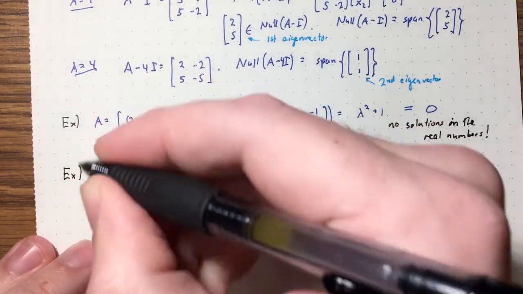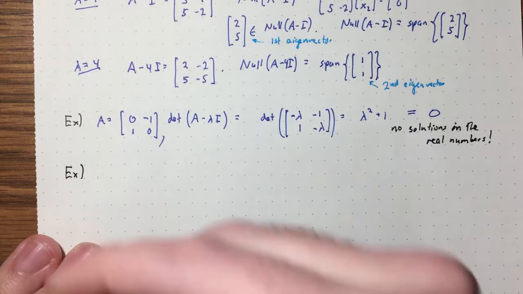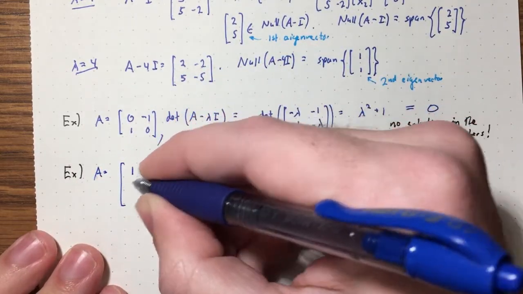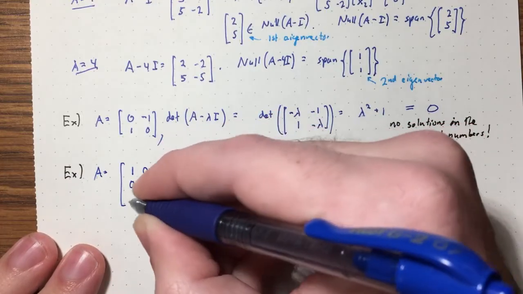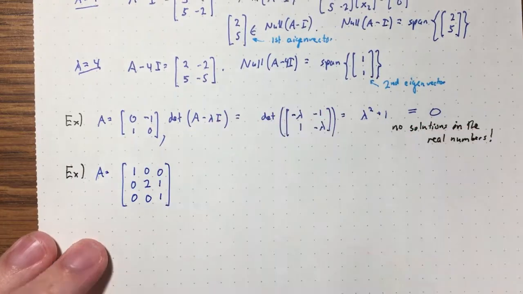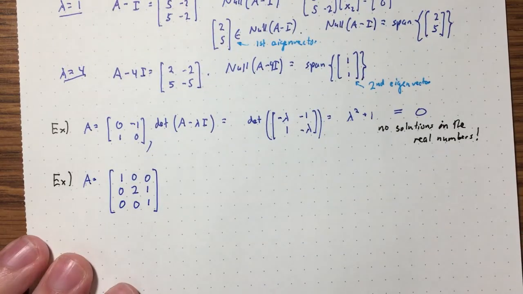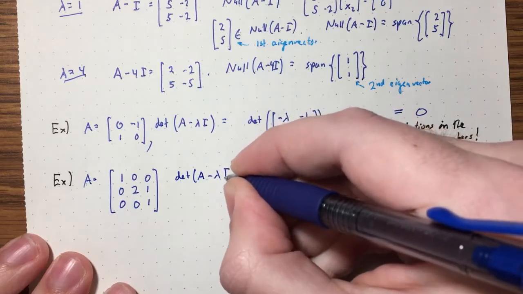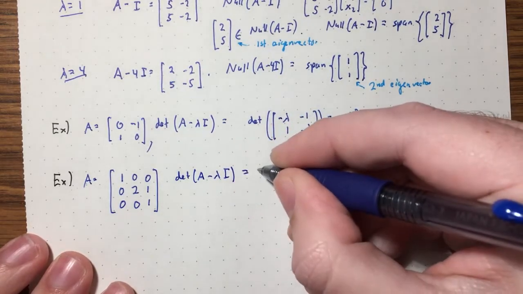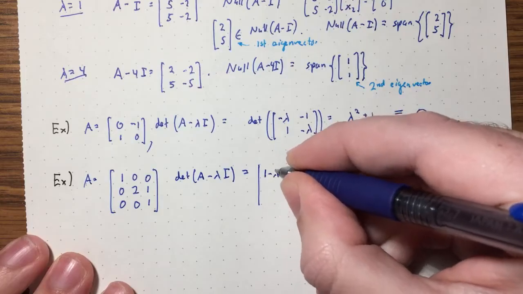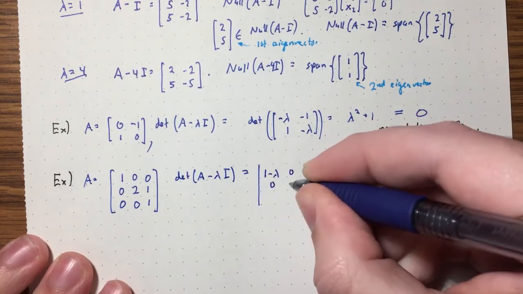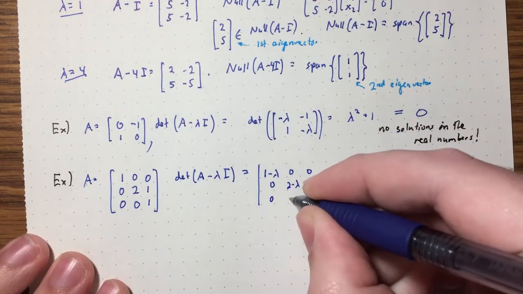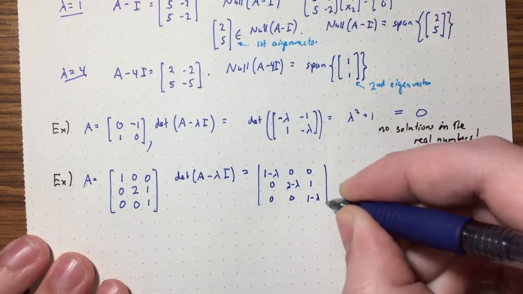Let's do a 3x3 example. How about this one? 1, 0, 0. Let's keep it pretty simple. So 0, 2, 1, 0, 0, 1. Okay, and again we want to look at the determinant of A minus lambda I. We want to set that equal to 0. So what is this? It's the determinant of 1 minus lambda, 0, 0, 0, 2 minus lambda. You just subtract lambda off the diagonal. And this one's 1 minus lambda. And keep everything else the same.